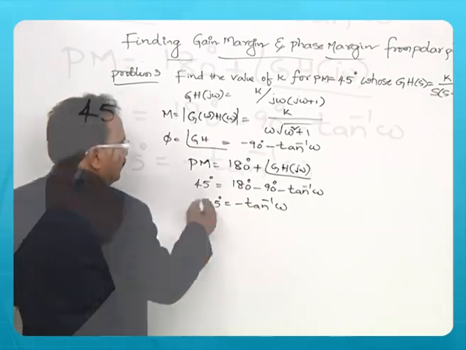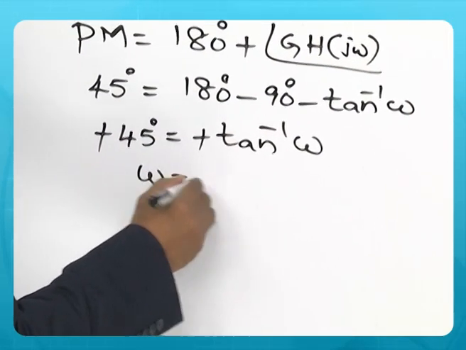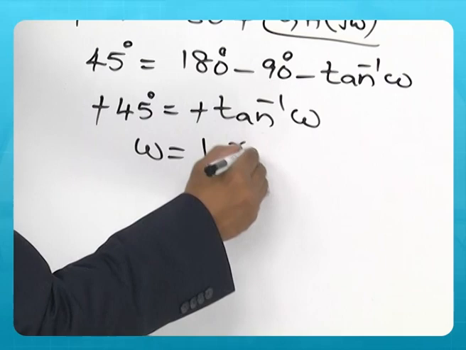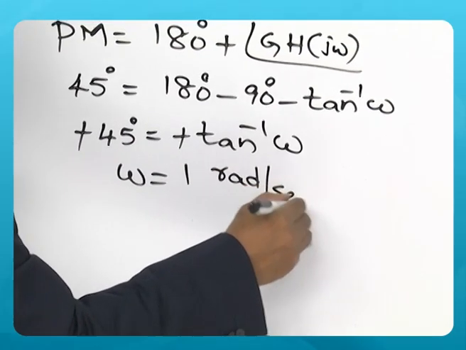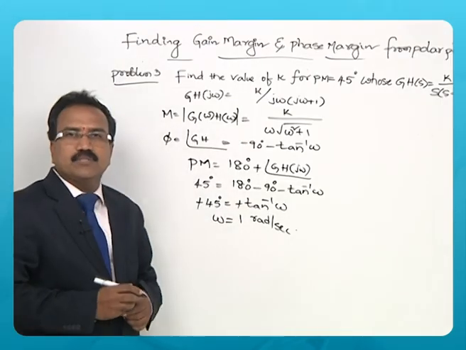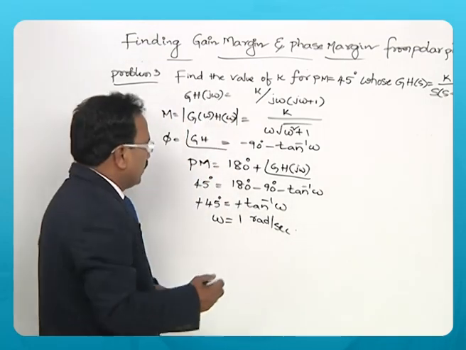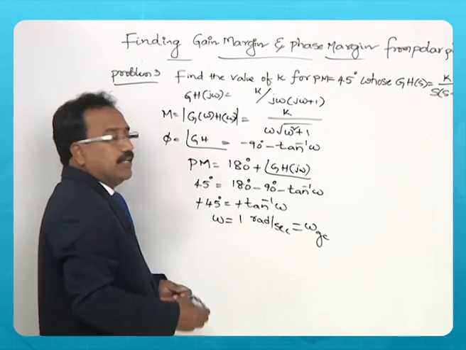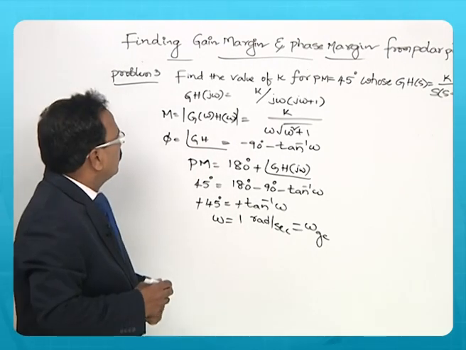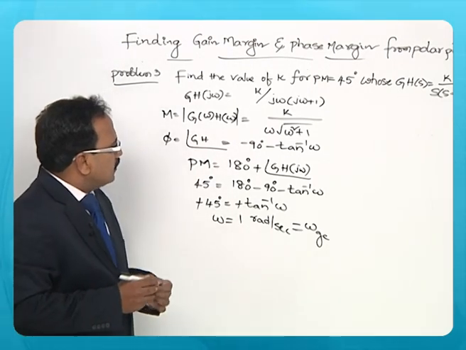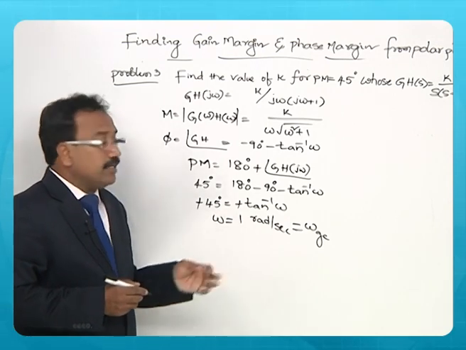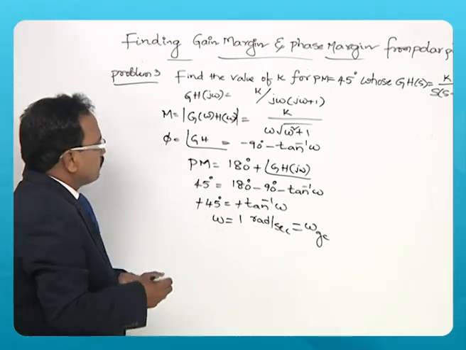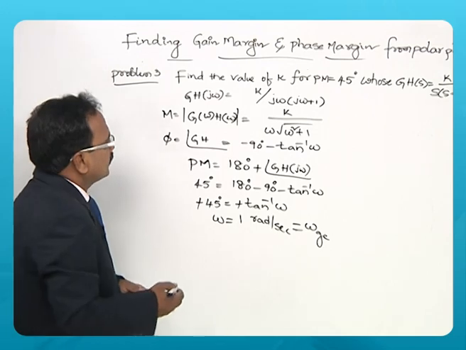So the omega you will get is 1 radian per second from this. This omega is nothing but omega GC, the gain crossover frequency. So the gain crossover frequency is to be obtained in this manner for a specific phase margin of 45 degrees.